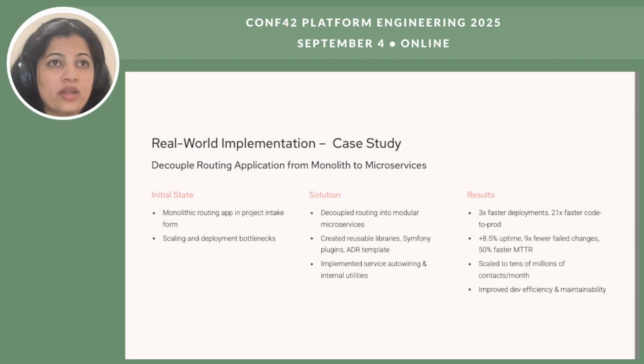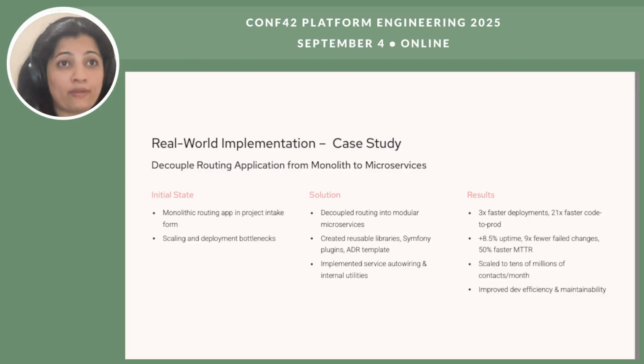In our domain, we had a monolithic routing application that was slowing everything down. Scaling was difficult, deployments were a bottleneck, and along with the technical lead, the team's maturity and culture were ready to adopt microservices. The solution was to decouple the routing function into modular microservices. We created reusable libraries, Symfony plugins, and an ADR template, which we use to record our architectural decisions. And we implemented service autowiring and internal utilities, which were used to streamline development.